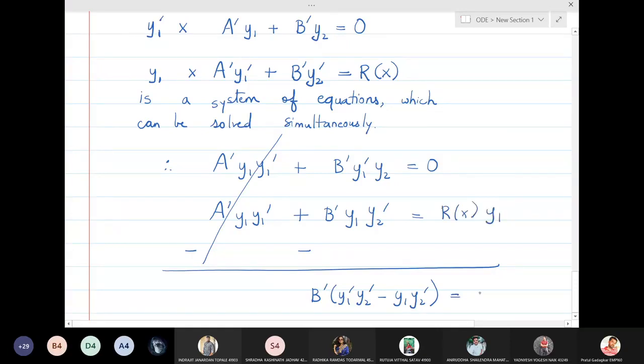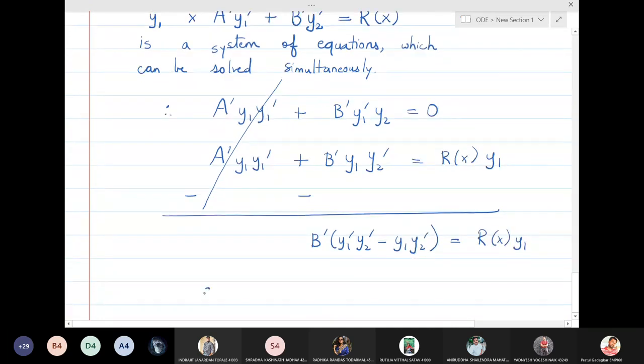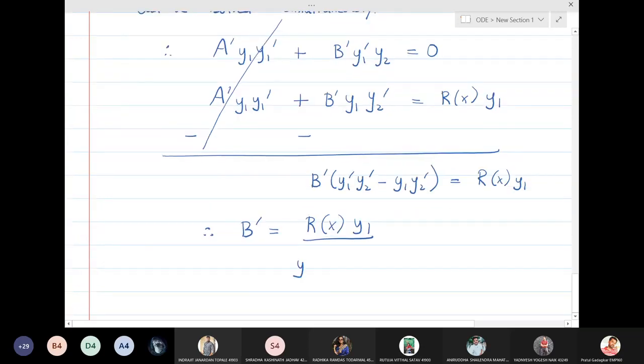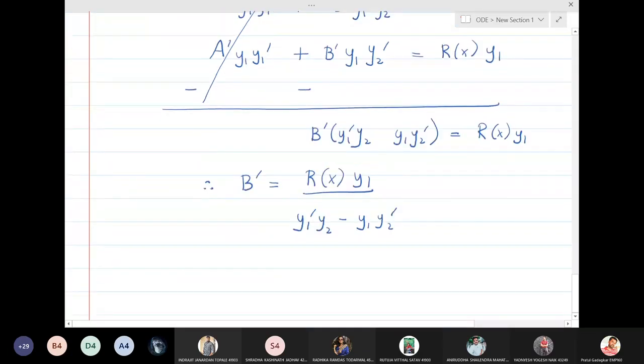rx into y1, correct? So this is rx into y1, and therefore what will I get? I will get b' is equal to rx y1 upon y1' y2 minus y1 y2'. And now this is the expression of b'. You should really ask me the question, is the denominator equal to 0 or not equal to 0? That we don't know right now. Okay, let us see how to handle it.